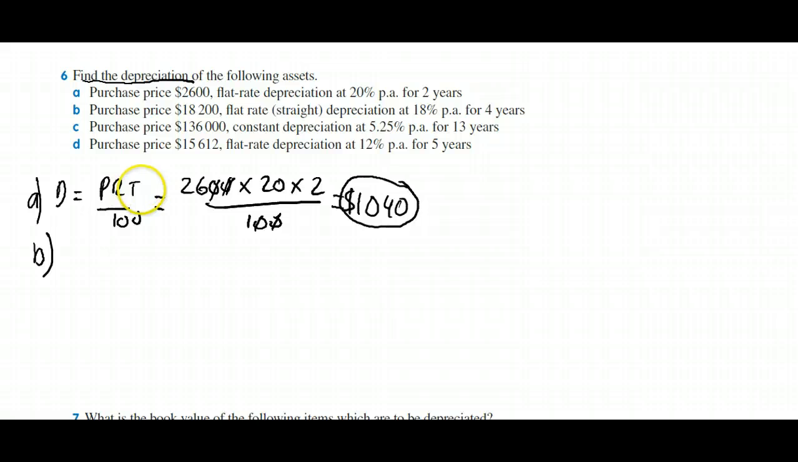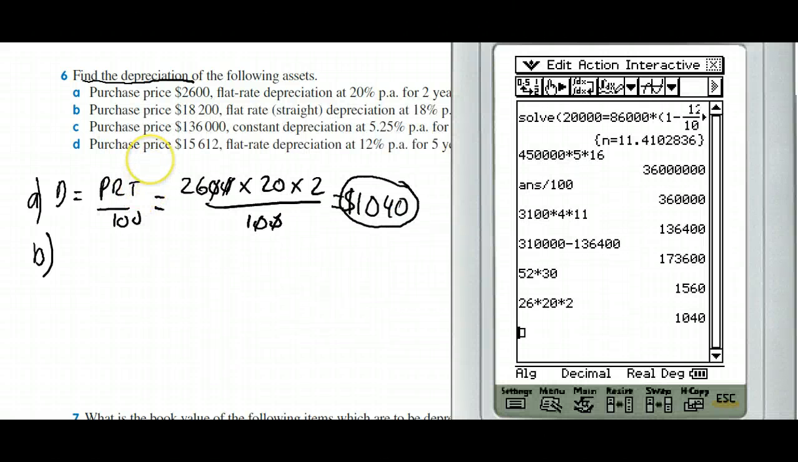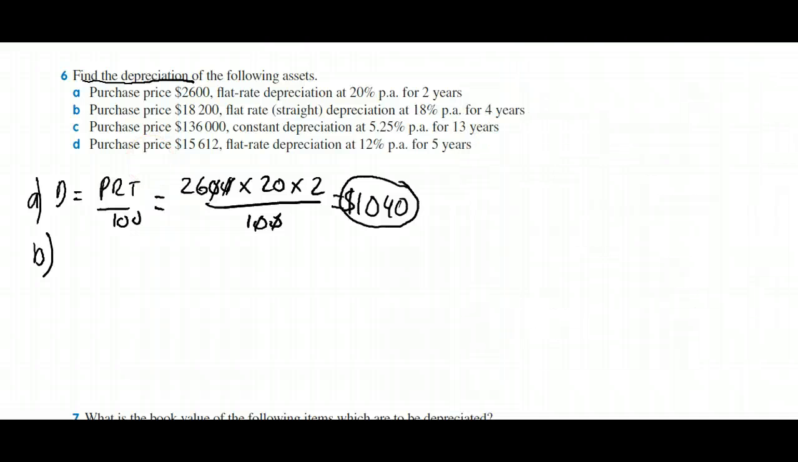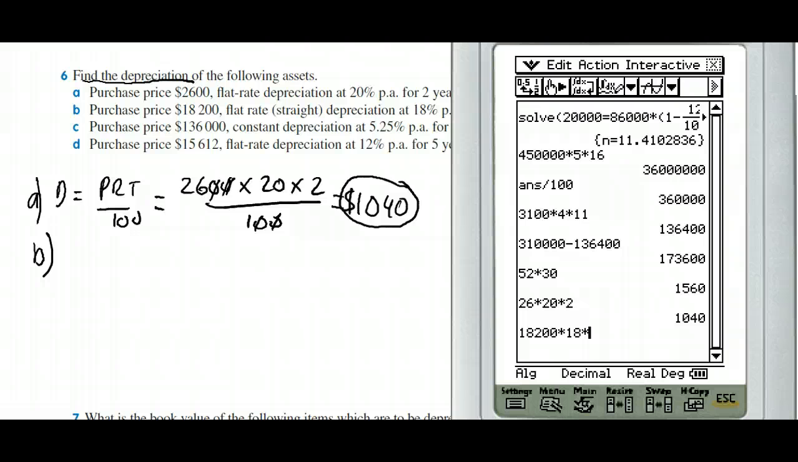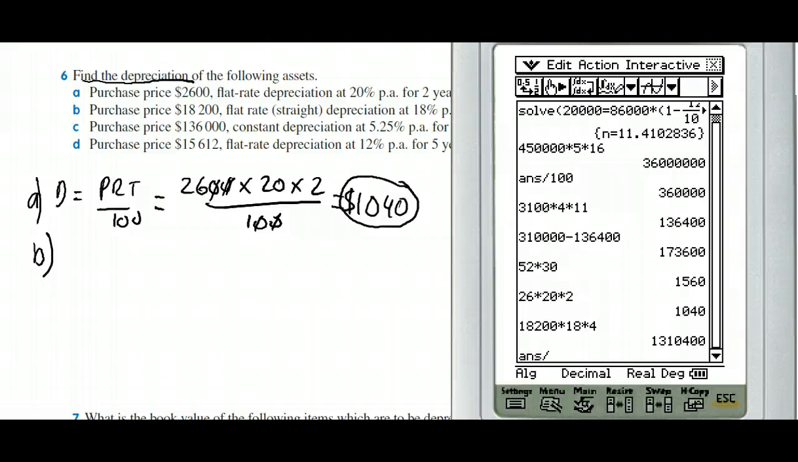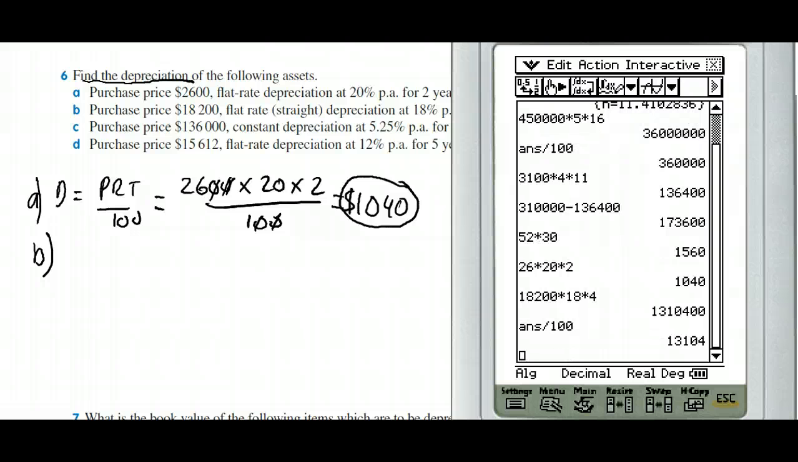In B, we're going to have a similar situation. I think we can go straight to the calculator now. So we've got 18,200 times 18, and it's for 4 years, and divide that by 100. 13,104.